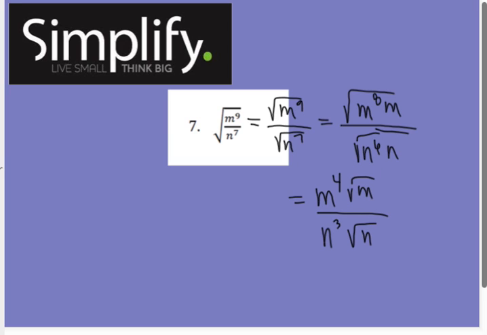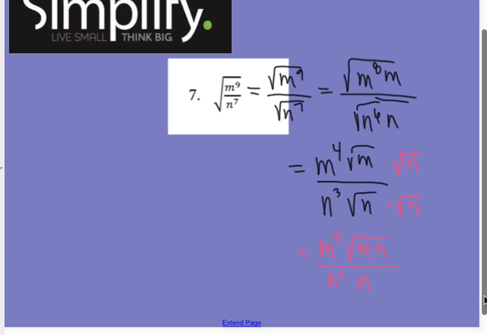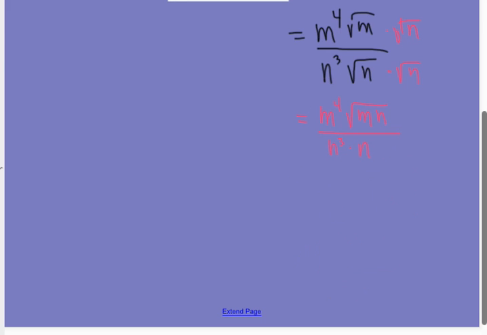Now, once again, I need to rationalize my denominator, so I would multiply by the square root of n. So I'm left within my numerator, m to the 4th square root of m times n, all over n to the 3rd times, well, the square root of n times the square root of n would give me just n. So I have n to the 3rd times n. So I should rewrite that one more time. I would have m to the 4th square root of m n in the numerator, and n to the 3rd times n to the 1st gives me n to the 4th. And there it is, simplified all the way.